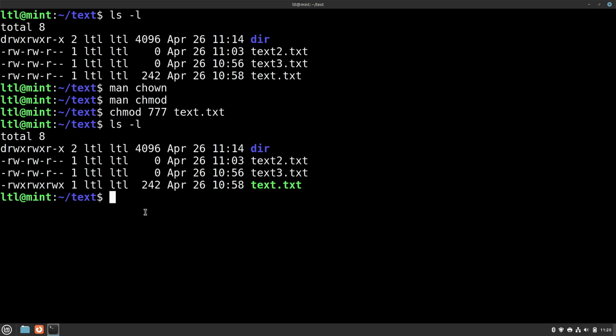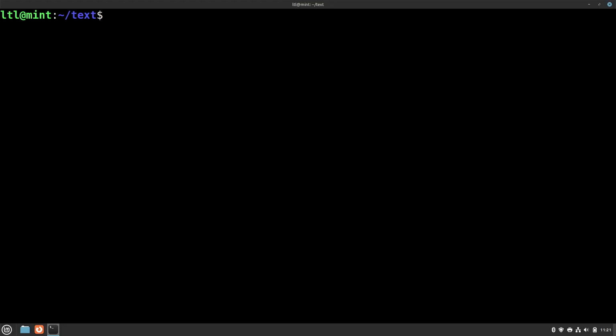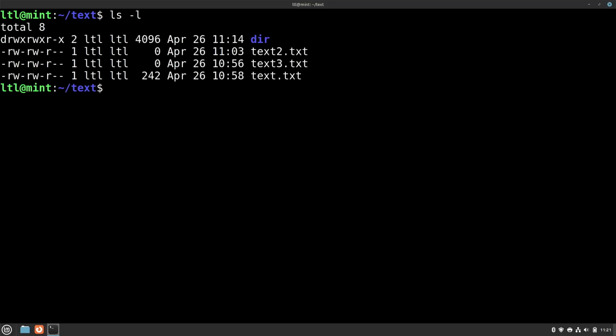Okay. If I wanted to put it back, if you remember, that's 6, 6, 4. So we'll go ahead and up arrow this again, and we want to change this to 6, 6, 4 and hit enter. I'm going to clear it out because it's getting a little crowded. So when I do the ls -l, notice it put it back to 6, 6, 4.